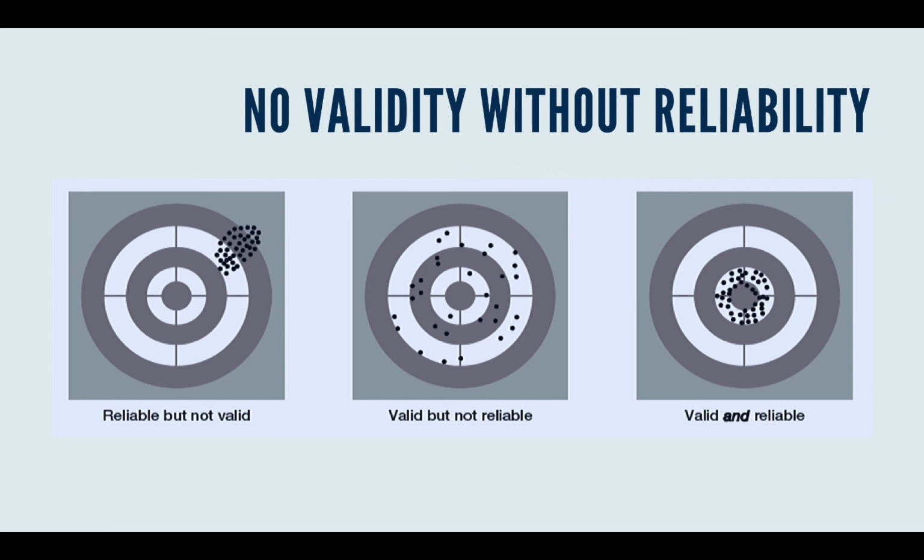The middle example is something that is valid but not reliable. And it's valid in that they're all generally around the bullseye. However, they're not consistent. They're just sort of all over the board. And then finally, the best example is something that is both valid and reliable. And validity and reliability we see here. It's valid in that it's getting really close to the bullseye, and reliable because those dots are very close to one another.